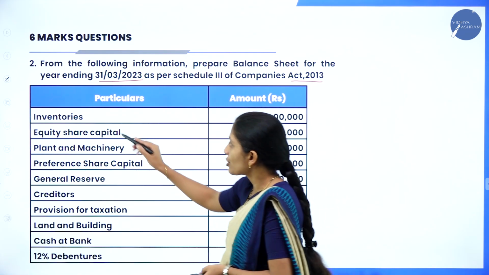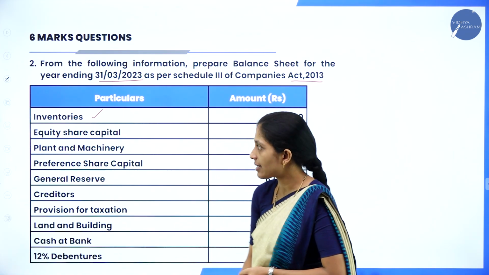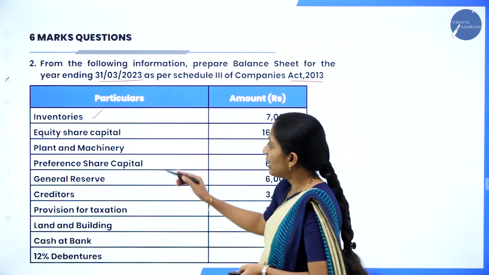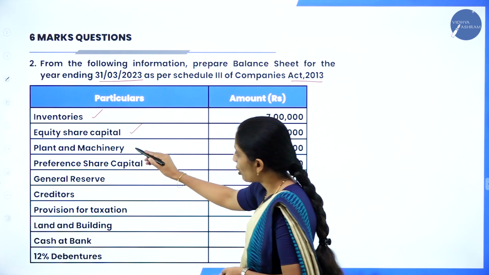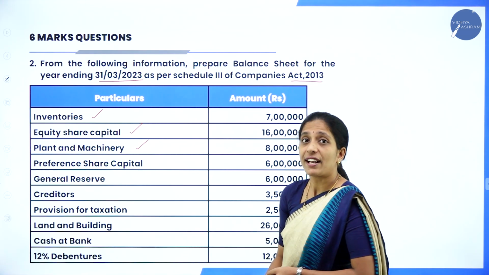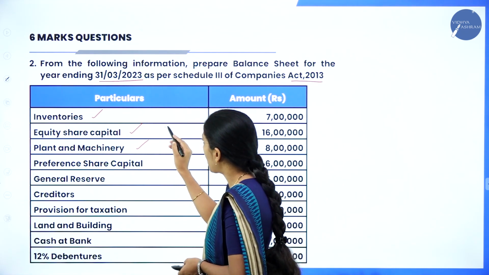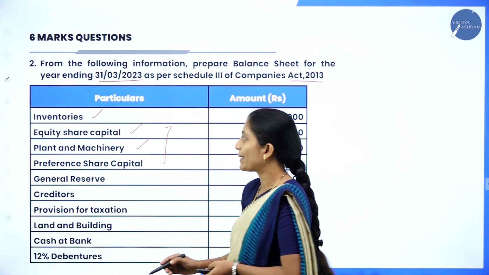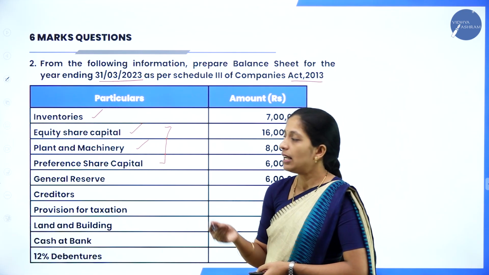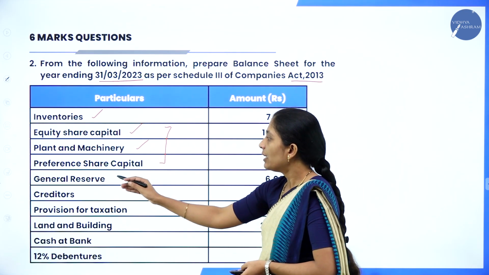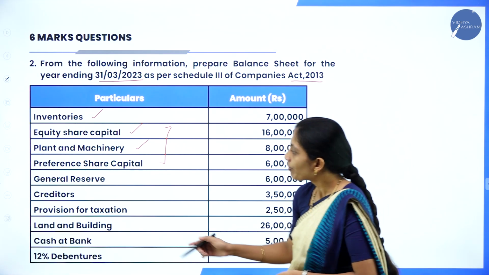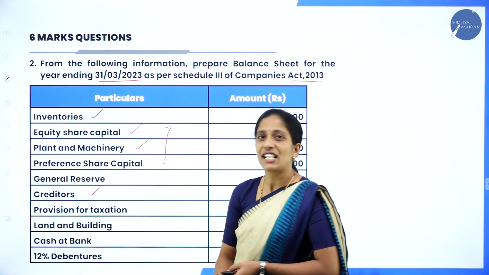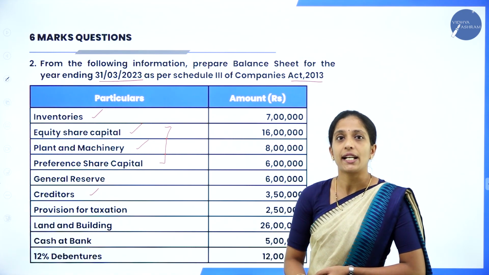So inventories. This comes under current assets. Equity share capital comes under shareholders' fund. Plant and machinery is a non-current asset. Preference share capital and equity share capital can be combined together, which comes under shareholders' fund. General reserve also comes under reserves and surplus. And creditors, where do we record? Under trade payable.